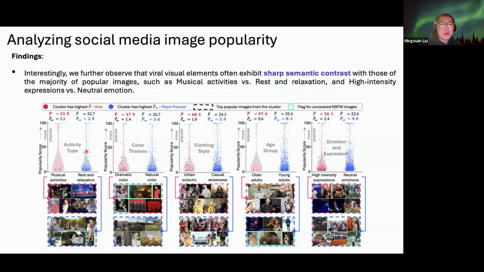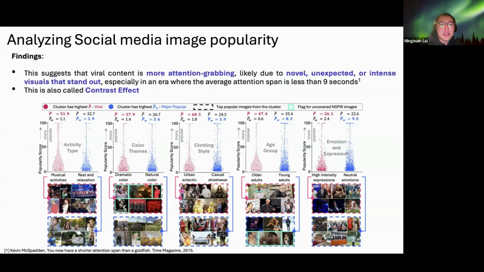As we can see here, we observed a very interesting effect. We observed that the most popular cluster and the major cluster usually have a sharp semantic contrast. For example, based on activity, the popular one usually is about musical activities, but the major ones are usually rest and relaxation. And for color themes, dramatic color attracts more attention, but most of the pictures uploaded on social media platforms have a natural color.